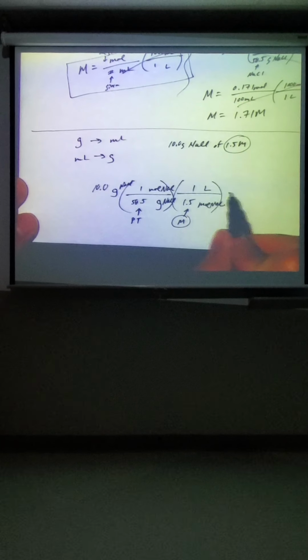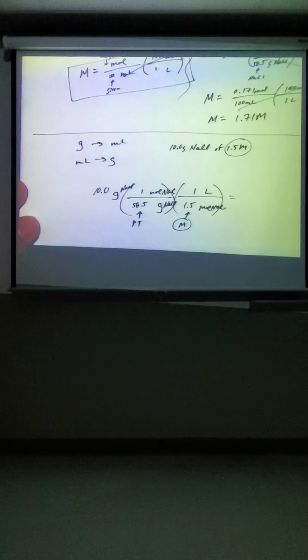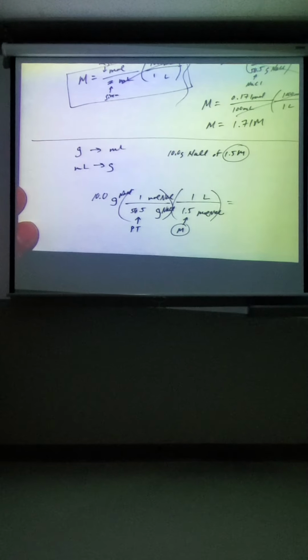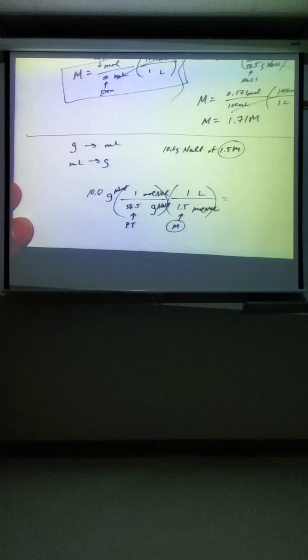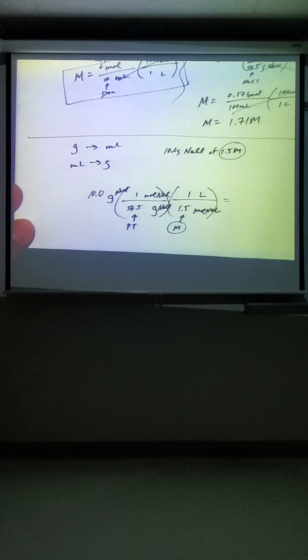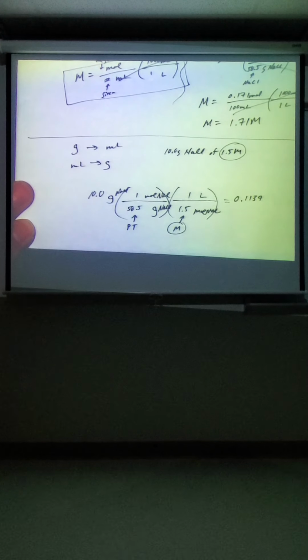We're using 1 liter. So here we take 10 grams divided by 58.5, which gives us the moles. Divide that by the 1.5 concentration we want to create in the bottle. You get 0.11396, so liters. If you move that back 3 spaces, that would be milliliters, so that's about 114 milliliters.